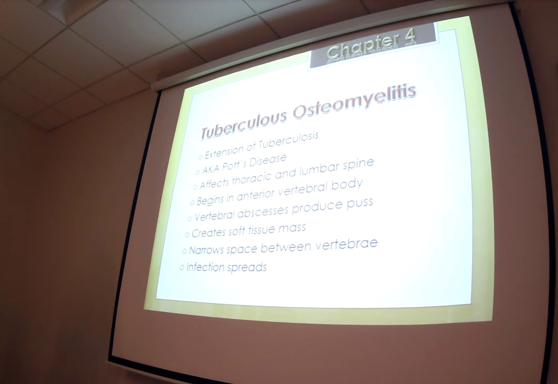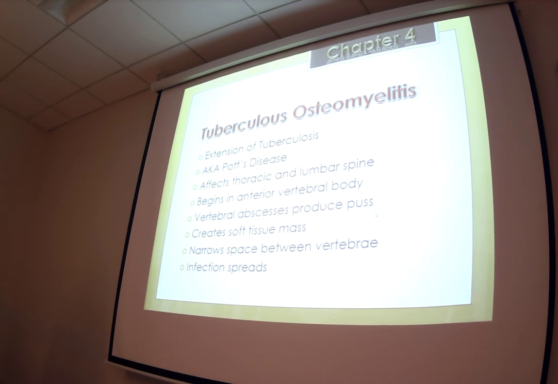We'll go to tuberculous osteomyelitis. Again, this is an extension of tuberculosis disease. This is also called Pott's disease. This will typically affect the thoracic and lumbar spines. It will begin in the anterior vertebral body, and the infection will then spread across the disc space to the next vertebral body.